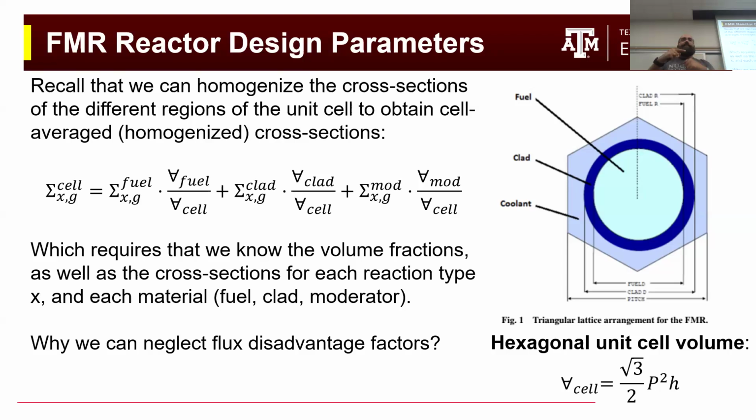So all of those flux disadvantage factors, which is like the flux in one region divided by the flux of the cell, are all going to be approximately one. And that means that technically they drop out of our equation. So this homogenization process really only works if you have a fast reactor, or in other words, a reactor where the flux doesn't vary very much from region to region.